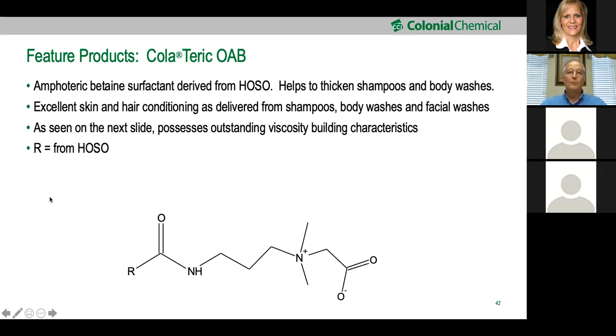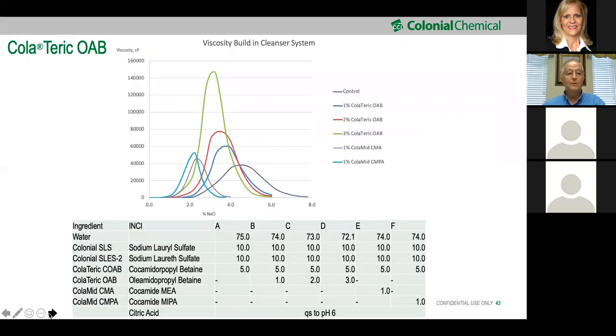is also commercially available, the Coliteric OAB, which is a betaine. Dan had talked about betaine in his. And so here's a HOSO-derived betaine. This is very good at thickening shampoos, body washes, facial washes, any type of rinse-off system that you might have. And in addition to that, leaves behind good skin or hair conditioning as delivered from these rinse-off systems. So as you'll see in the next slide, this provides outstanding viscosity build. And the R again here is from HOSO.